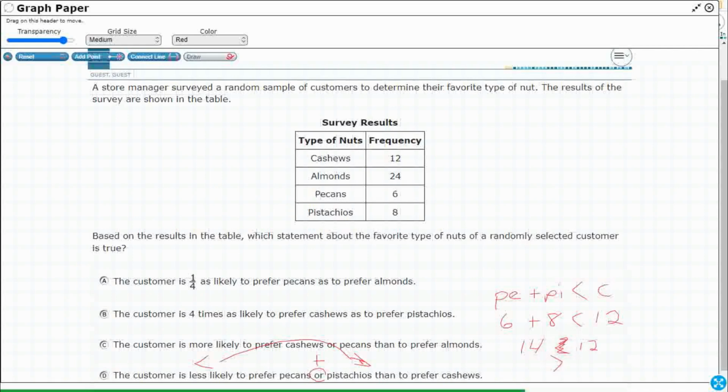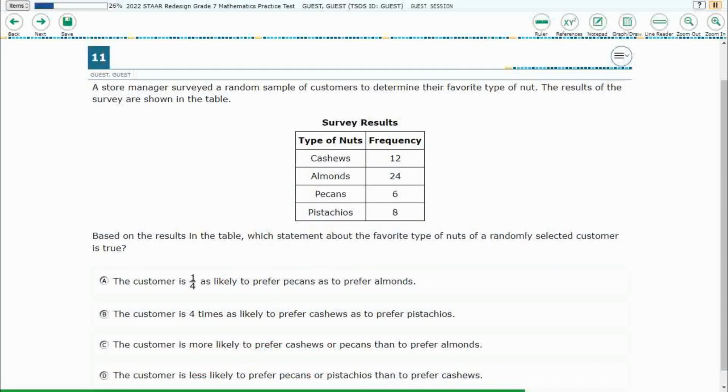We would need that to be two things. We can either say more likely, or if they wanted to keep the less likely, what they needed to do is they just needed to kind of swap the position. They could just kind of move these pecans and pistachios, swap them out with cashews. That would have worked as well. Either way, D does not work. Our answer here is A.